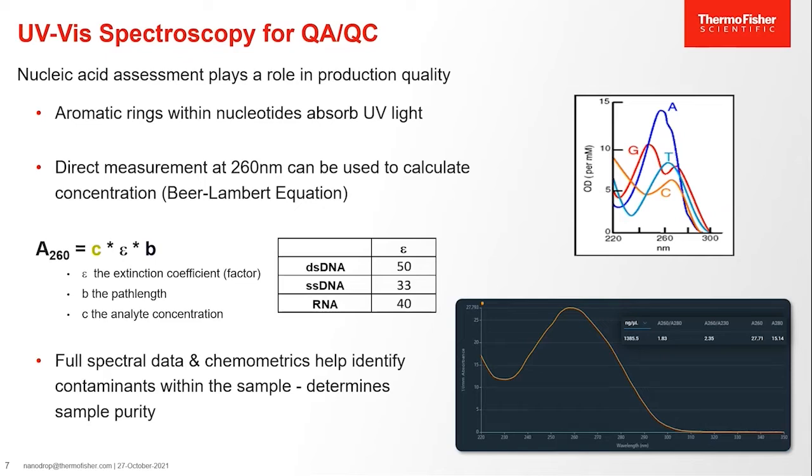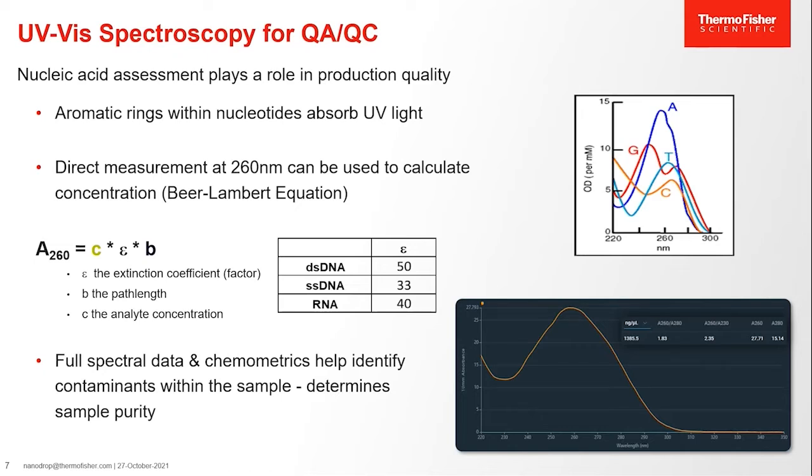And so using the Beer-Lambert equation, we can take a direct measurement at 260 nanometers and calculate a nucleic acid concentration. Given the equation here, we see that we only need to know the path length that the measurement was made at, as well as the extinction coefficient or the factor, and the absorbance at 260 nanometers, and we can solve for the analyte concentration or the nucleic acid concentration.